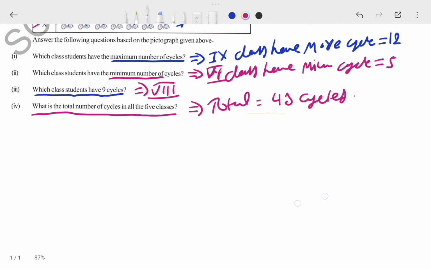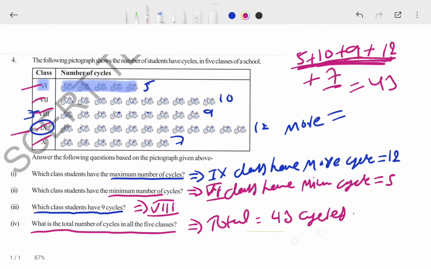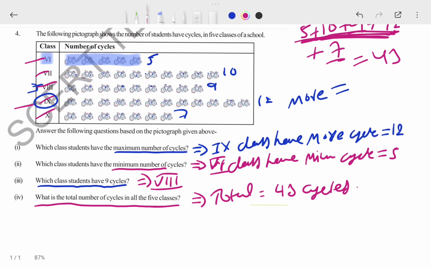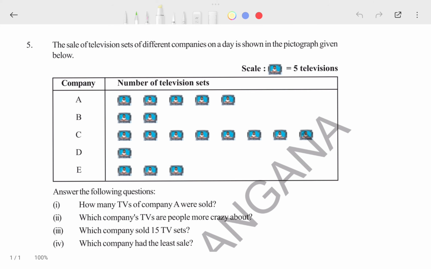Okay, is it clear? Right, so this is over. Our fourth question is over. So let's talk about our fifth question. The fifth question is telling the scale of television sets sold by companies on the day, shown in the pictograph given. So company A has how many television sets?